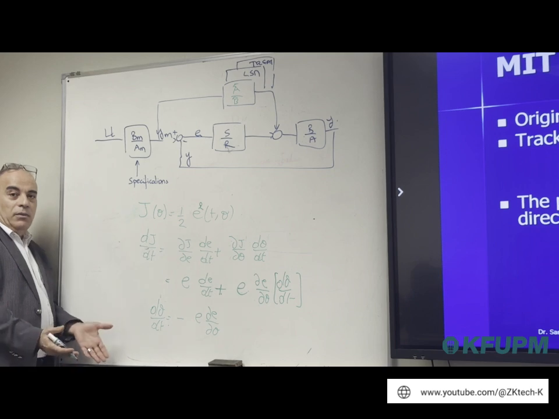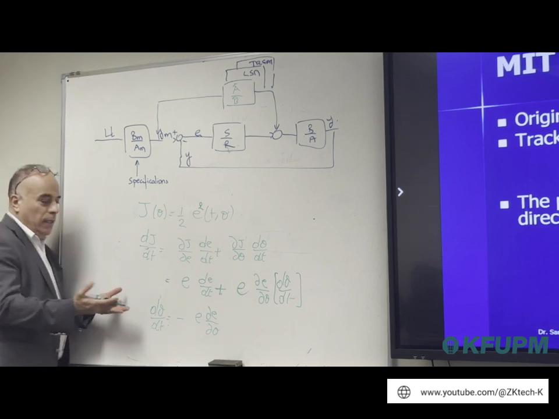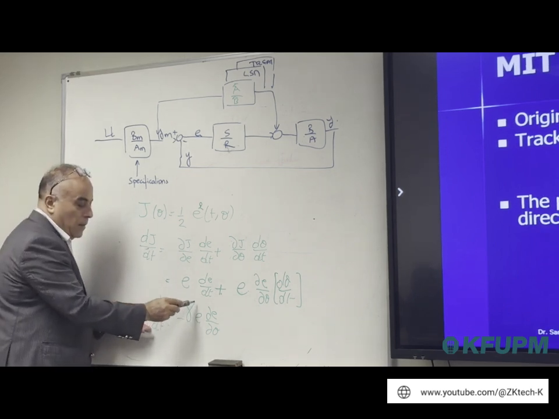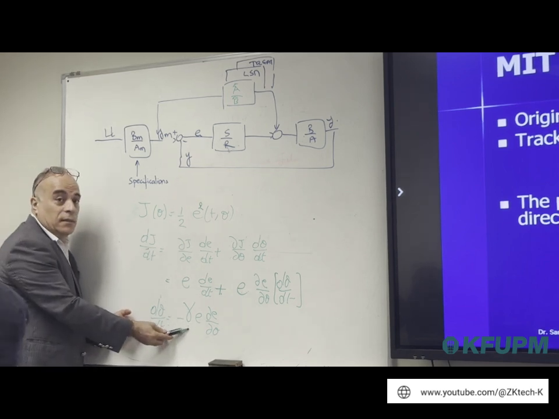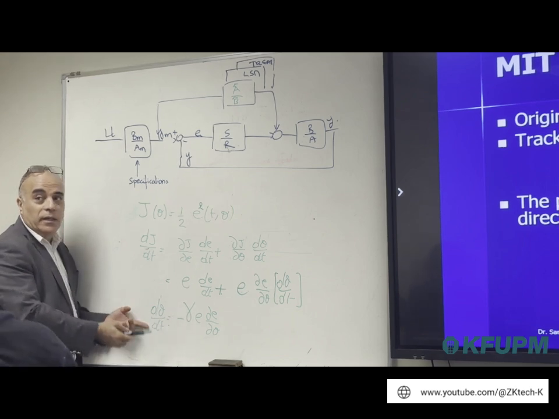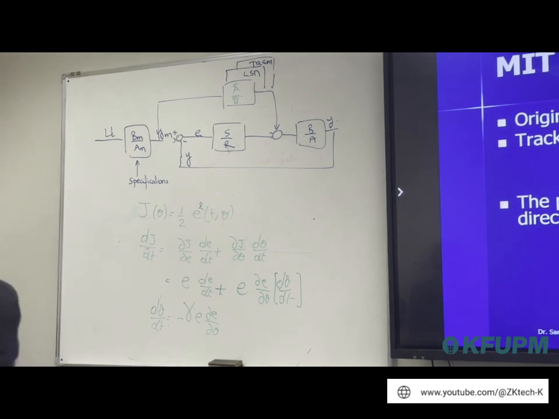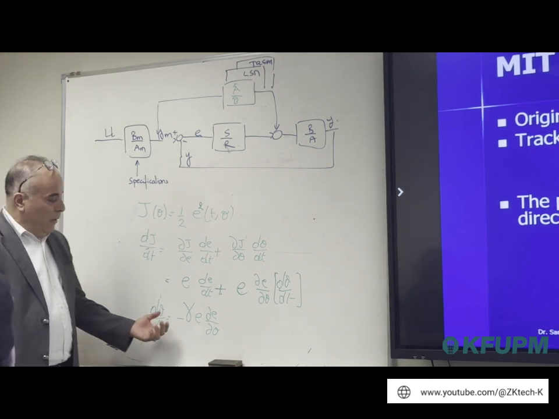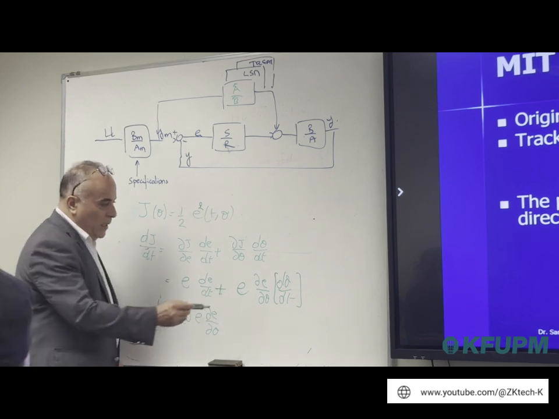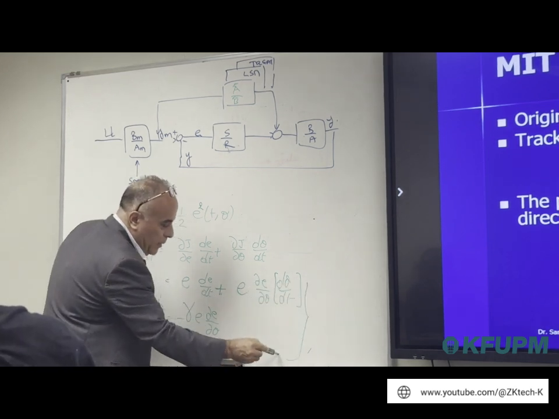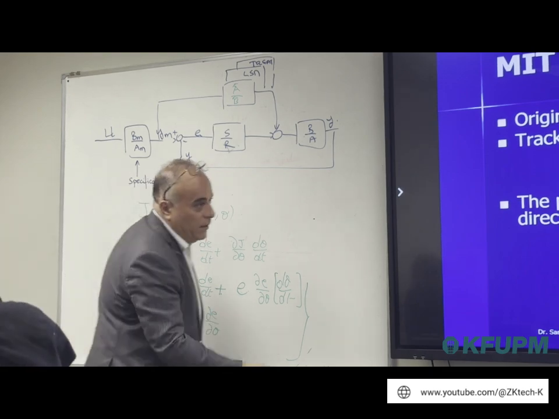But in order to give weight to this, I can put a factor. This factor is something that I will select. I can put it equal to 10, I can put it equal to 1, I can put it equal to 0.1, but it's a factor, a weight that I'm going to give. And hopefully the weight I give will give me this function here.